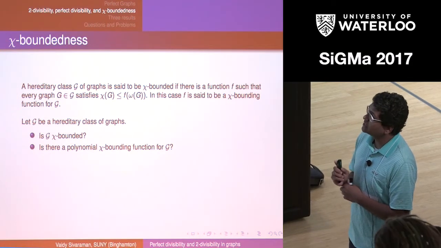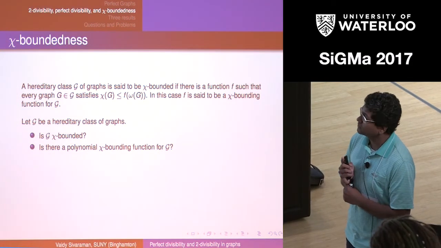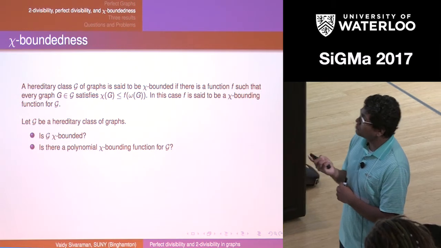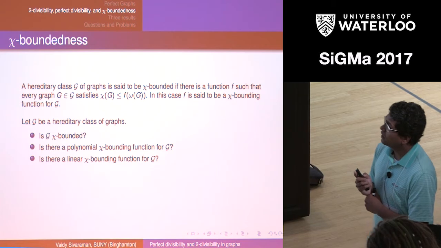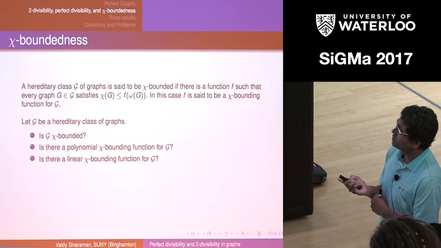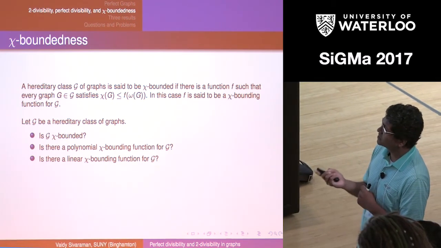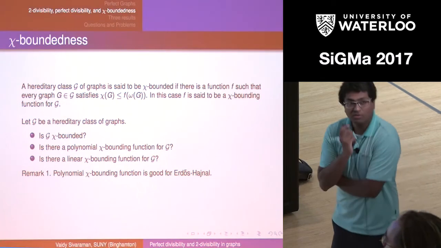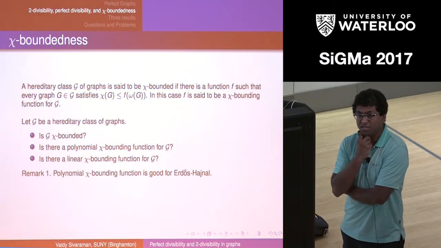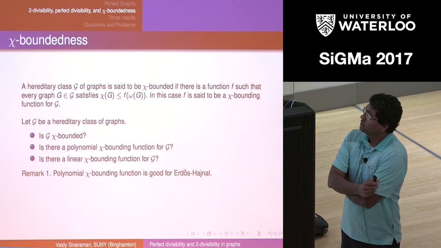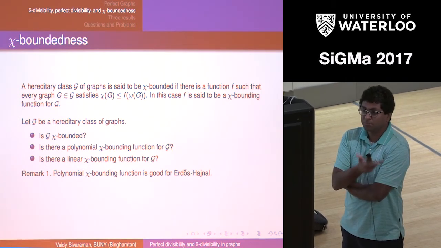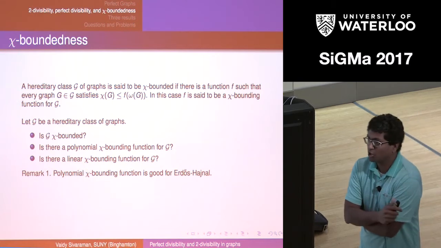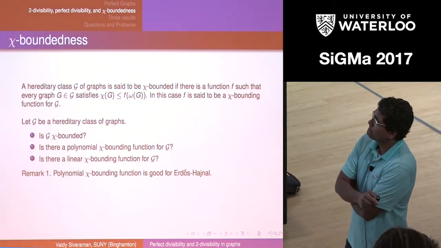If so, is there a polynomial chi-bounding function? And you can be even more greedy and ask for a linear chi-bounding function. And why do we care? Well, for approximation algorithms and things like that, but also for a famous conjecture called the Erdős-Hajnal conjecture, which is: can you find a big stable set or clique in your graph? Big means n to the epsilon, where you have to fix the epsilon for a particular class.